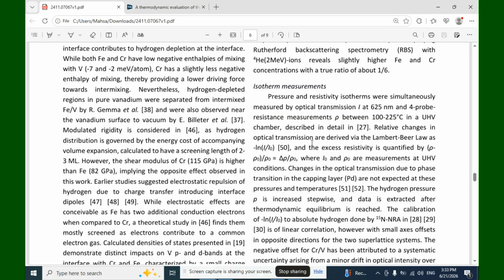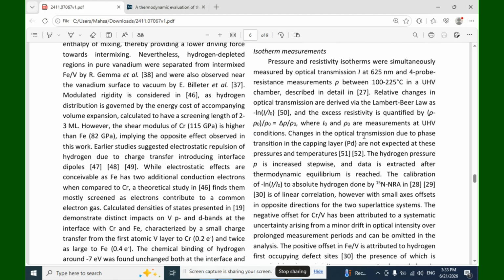Relative changes in the optical transmission are derived via the Lambert-Beer law as minus ln I over I0, and excess resistivity is quantified by delta rho over rho 0, equal to delta rho per rho 0, where I0 and rho 0 are measured at UHV conditions.